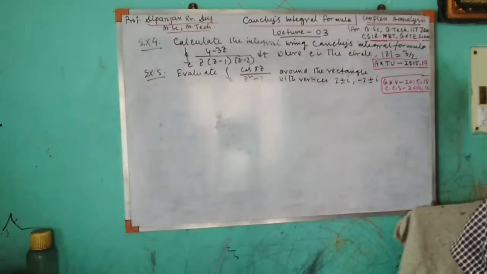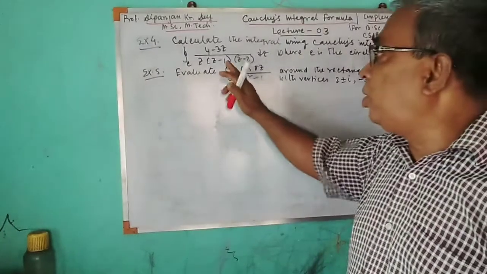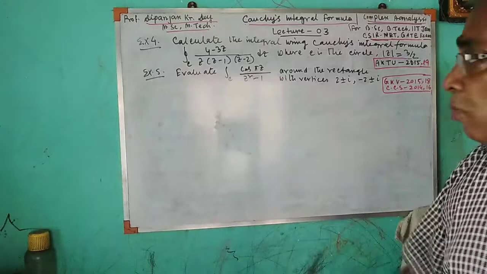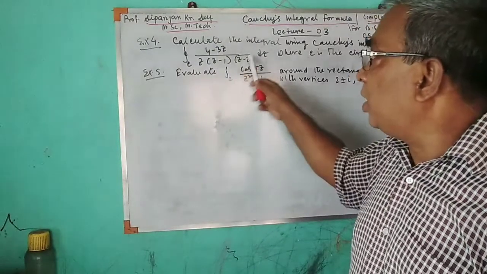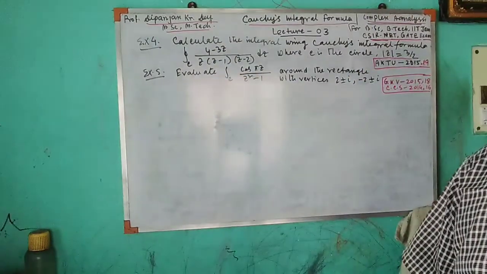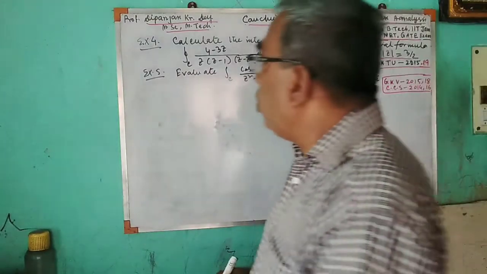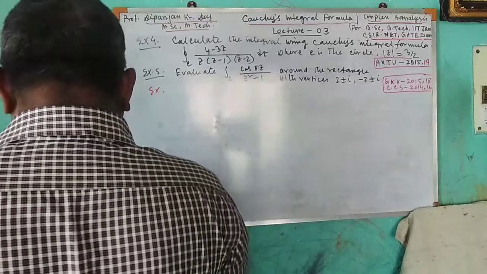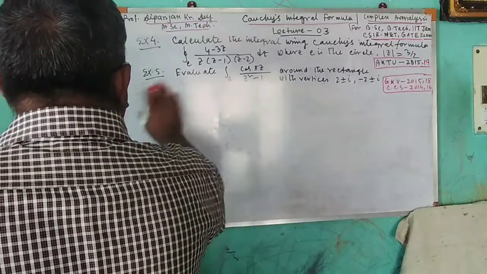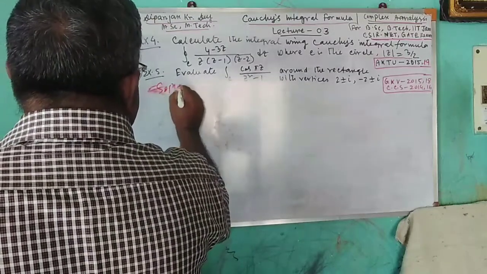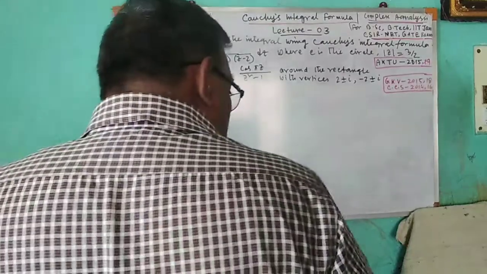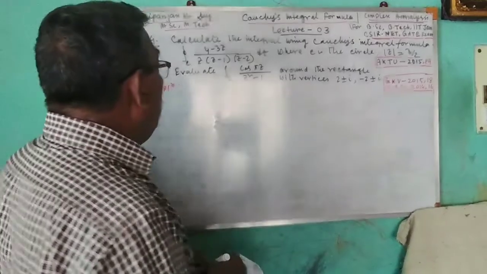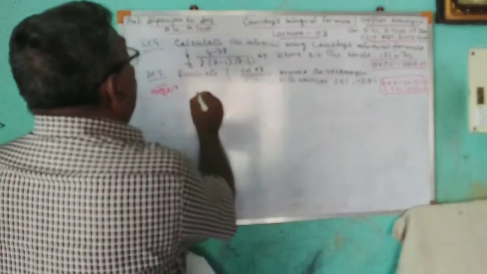So to solve the sum, firstly, what will you do? You have to find the singular points of this function. What is the singular point? To get the singular point, I'm now solving example 4. Solution, example 4.